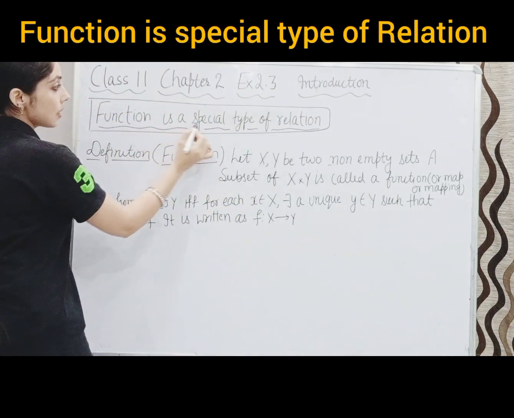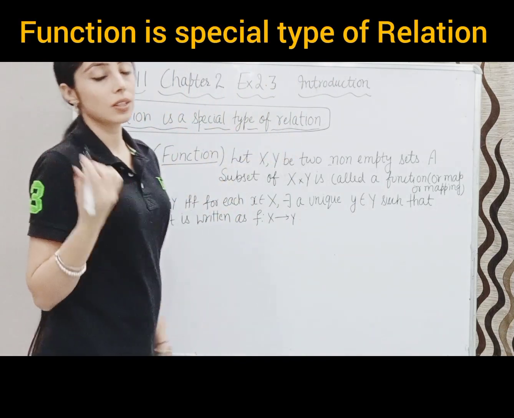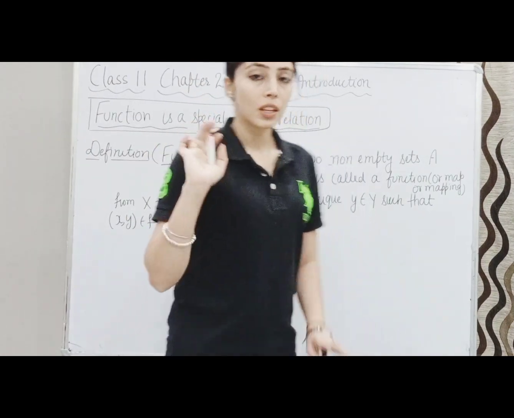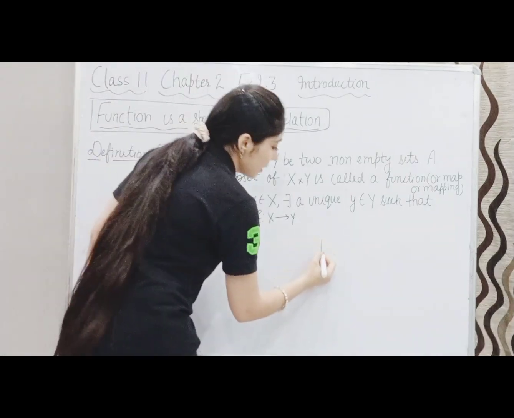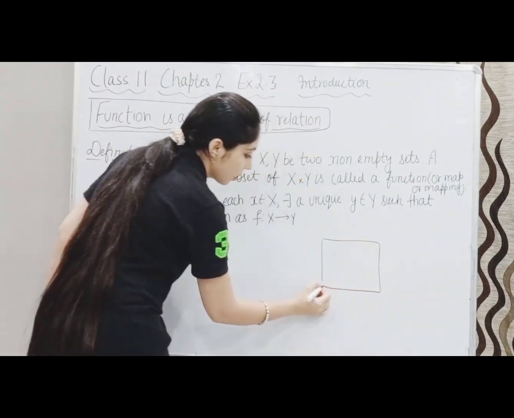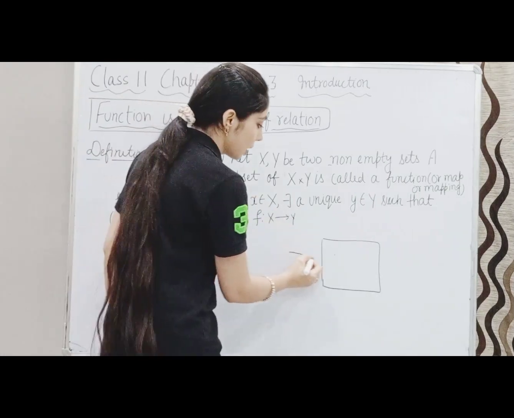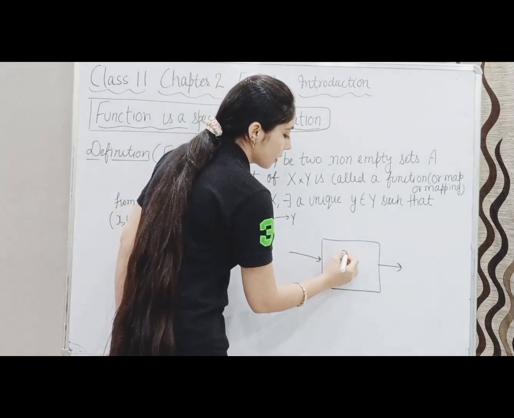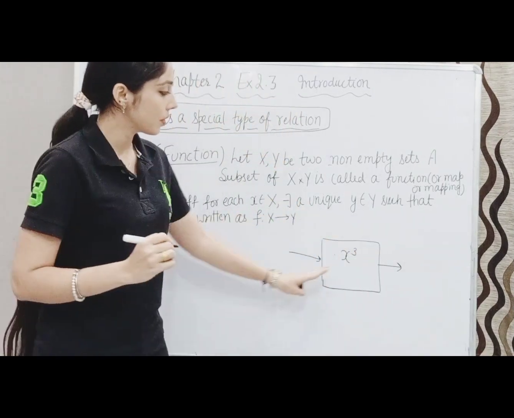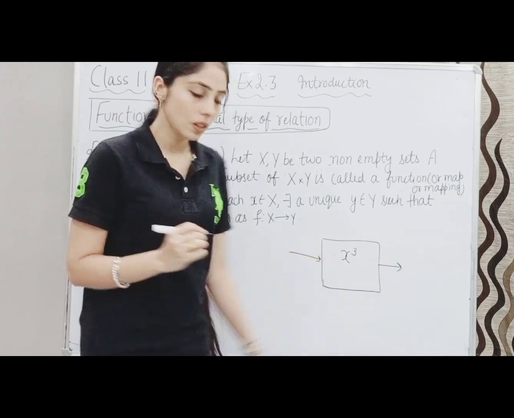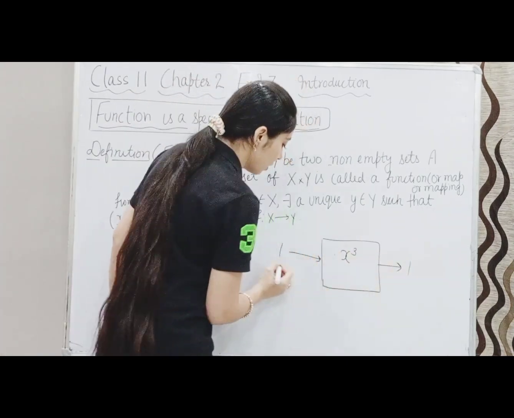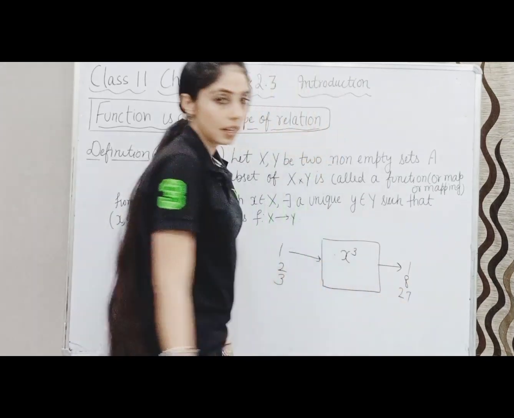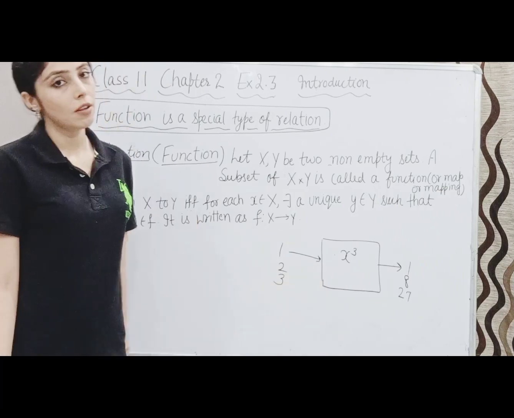A function is a special type of relation. So what is a function? In simple words, it acts like a machine: we give some input and we get an output. If this machine changes a number to its cube, then 1 cube will be 1, 2 cube will be 8, 3 cube will be 27. This is the work of a function.